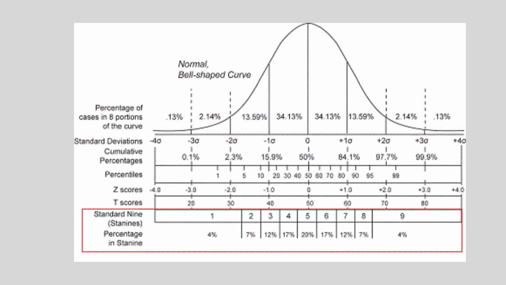So here is an example of a Standard 9 percentage. There are at least 4% of the students who got 1, 7% of the students got 2, 12% got 3, 17% got 4, 5% got 5, 17% got 6, 12% got 7, and 7% got 8, and only 4% got the perfect score, the 9.